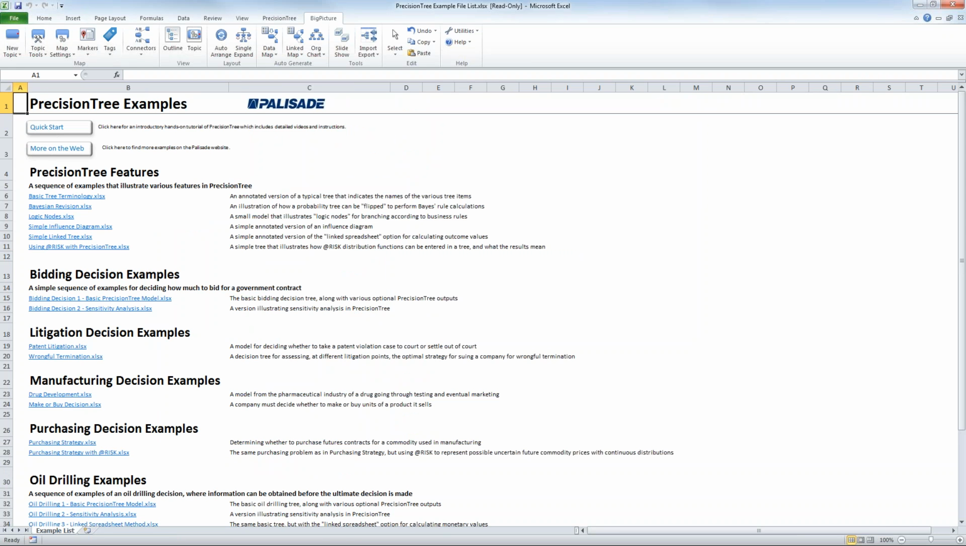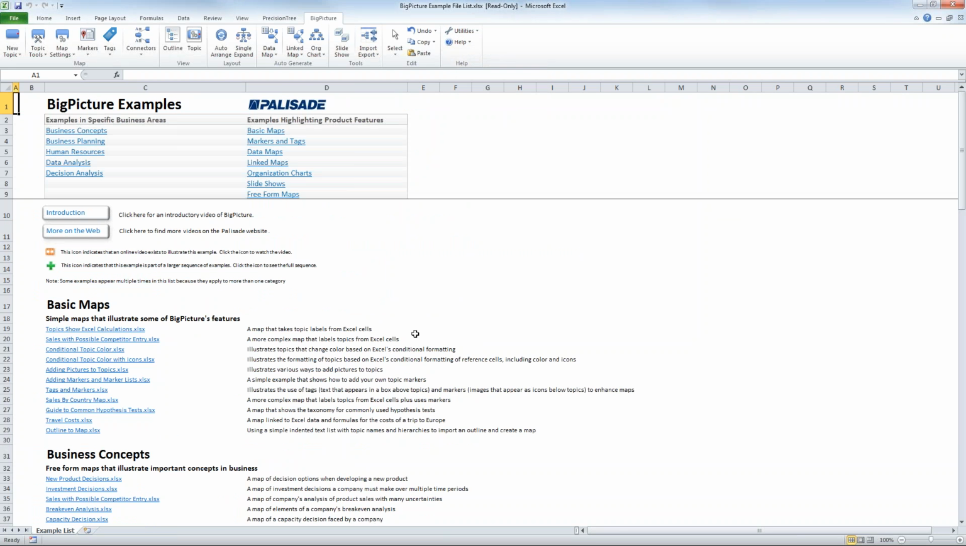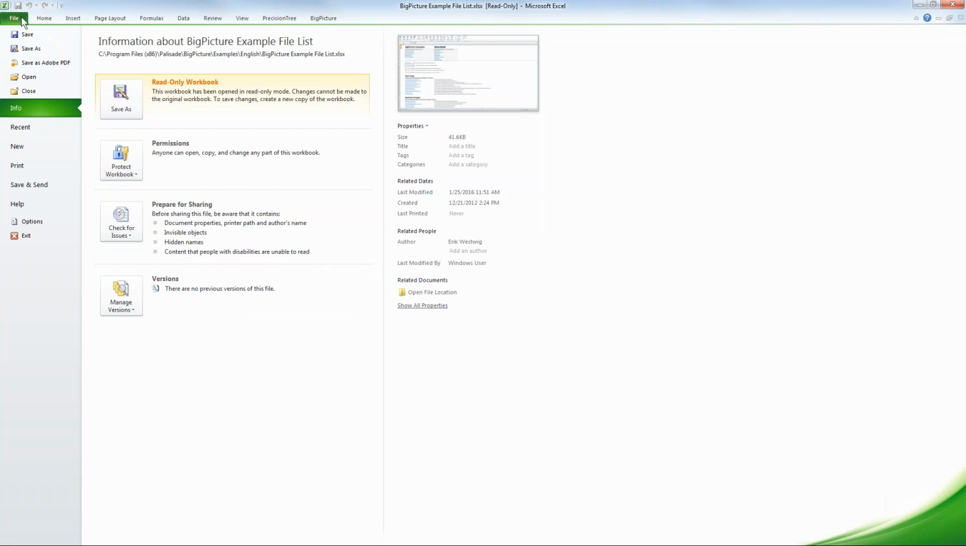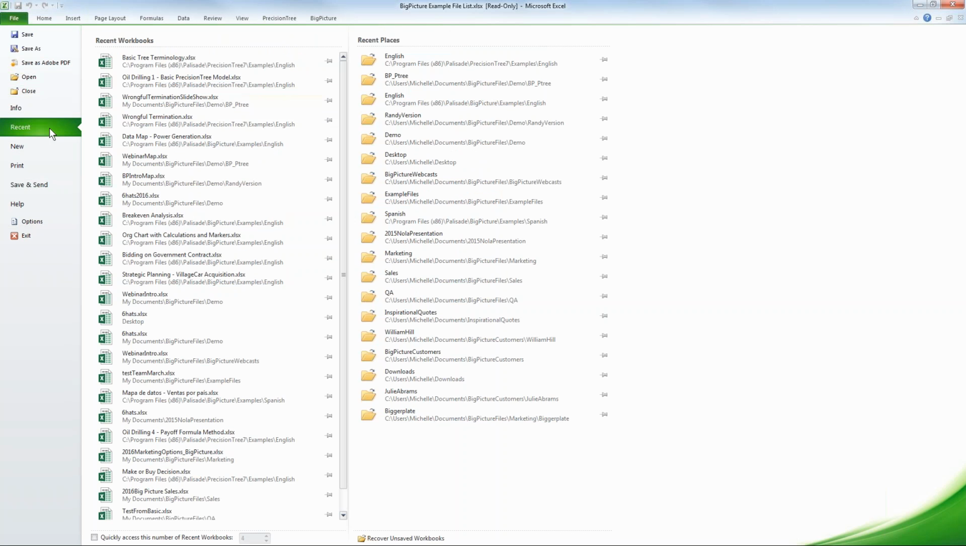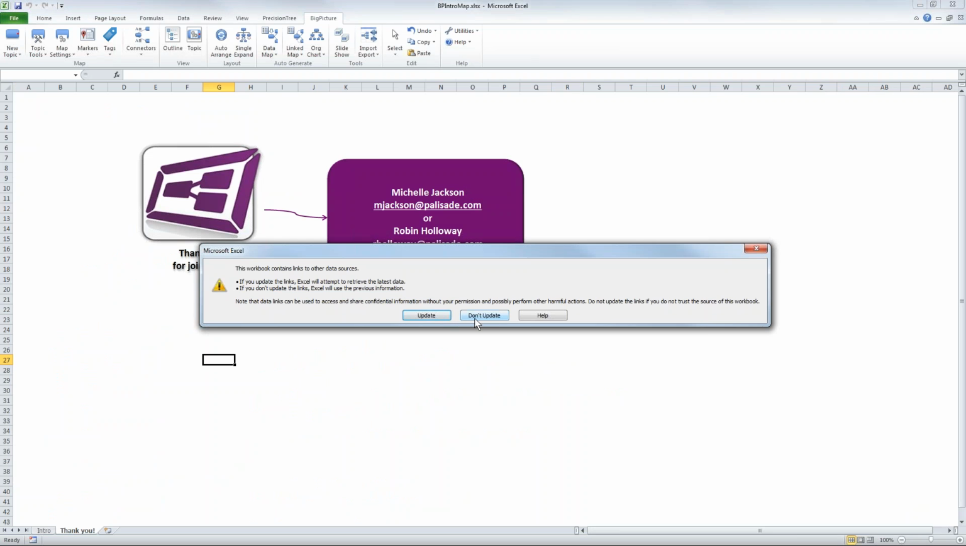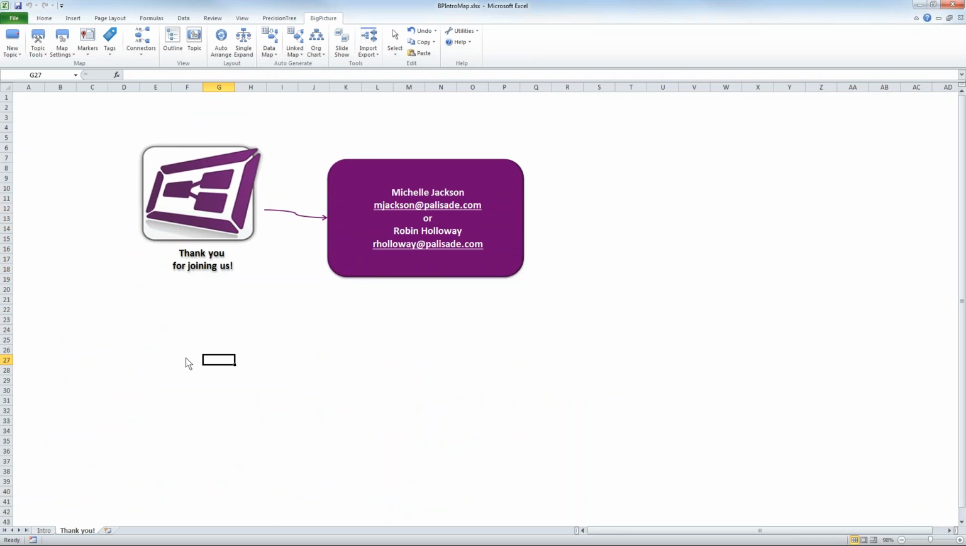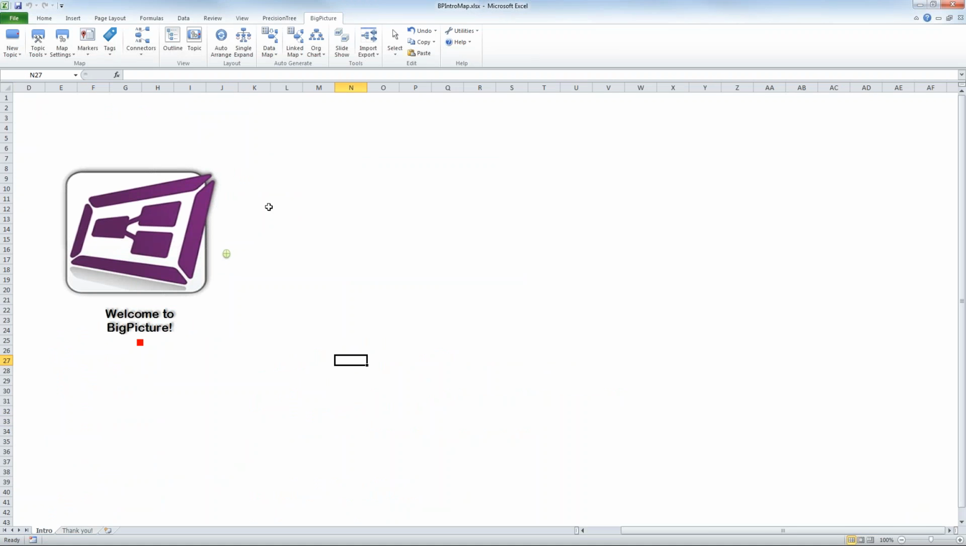Let's hope I don't close everything out on you. Okay, this is the last one that I've opened. So I'm in BigPicture. I want to open up an example spreadsheet. So here we go. We're in the example spreadsheet. Actually, before I even do that, I apologize, I just had a brain blip. So let's go here. Okay, so here we are. That's the thank you you'll see later.